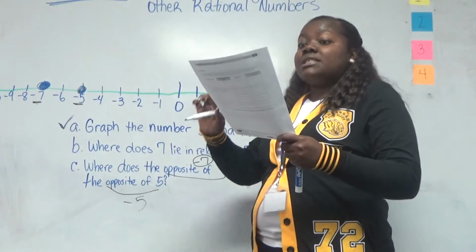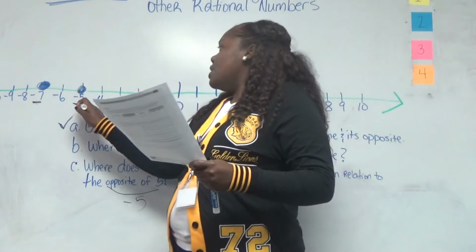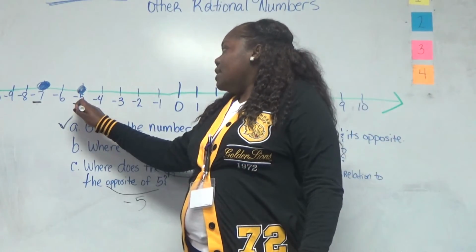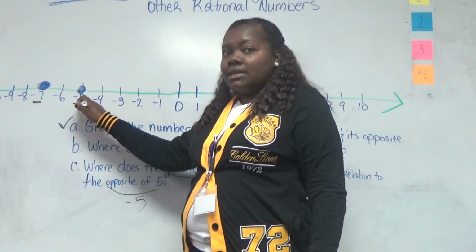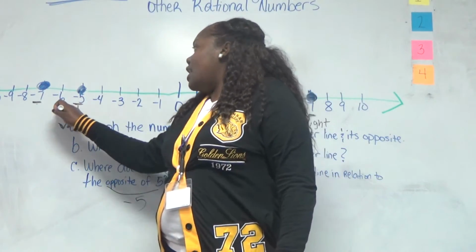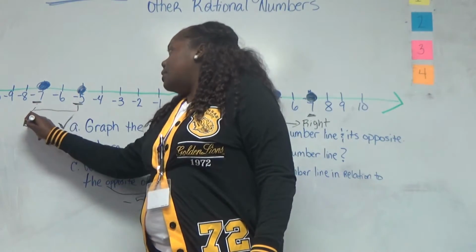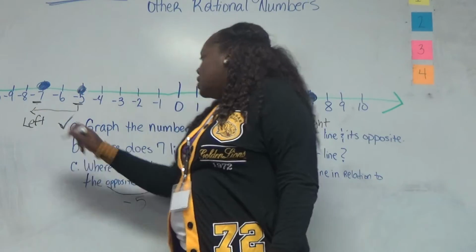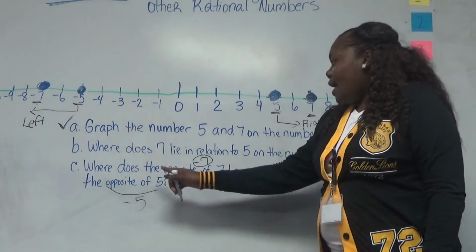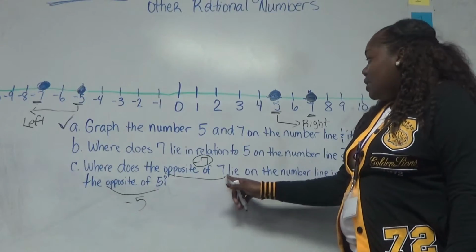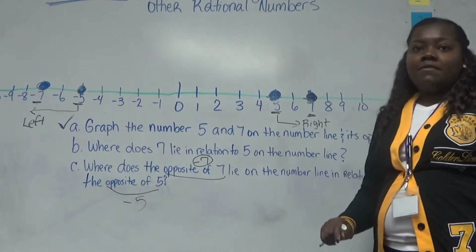So it says, where does the opposite of 7 lie on the number line in relationship to the 5? This time we need to look at the 5. Now, where would that 7 be in relationship to this 5? It's going to be to the left, and I know that because if I draw this line, this 7 is going to the left. So when I respond, I'm going to say the opposite of positive 7 lies to the left of the opposite of positive 5.